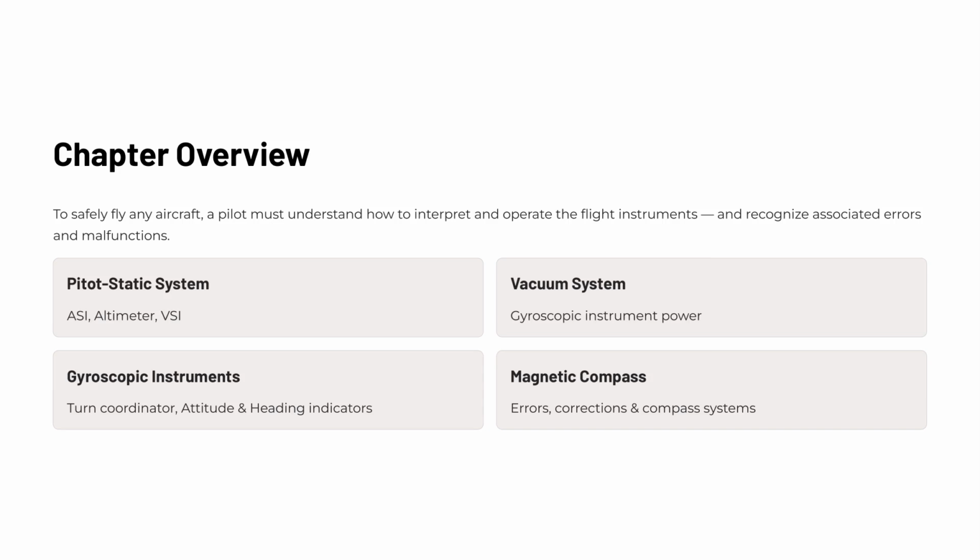Next, we'll examine the vacuum system, which serves as the power source for the gyroscopic instruments. Speaking of which, we'll then cover those gyroscopic instruments themselves, the turn coordinator, attitude indicator, and heading indicator, and how they function. Finally, we'll wrap up with the magnetic compass, one of the oldest and most reliable navigation tools in aviation, including the errors it's subject to and how pilots correct for them. By the end of this chapter, you'll have the foundational knowledge needed to interpret your instruments accurately and respond appropriately when something doesn't behave as expected.